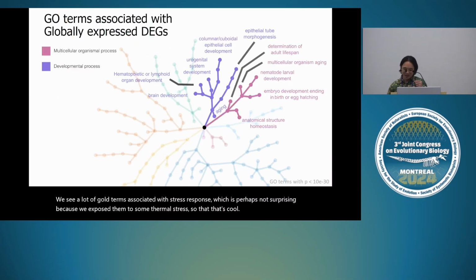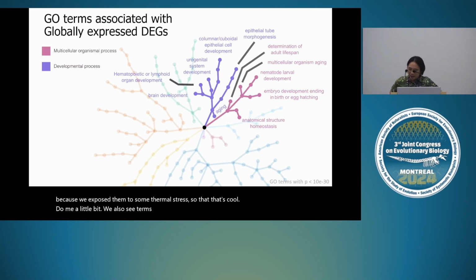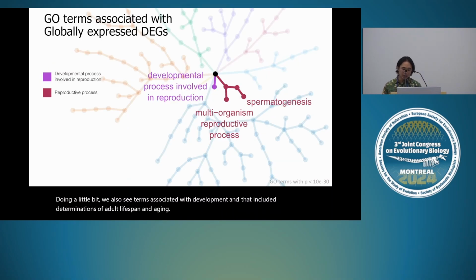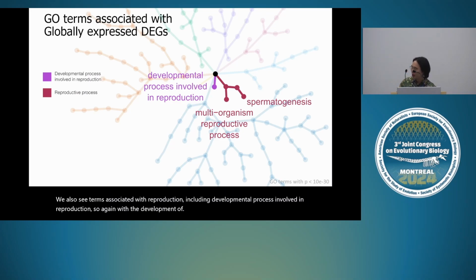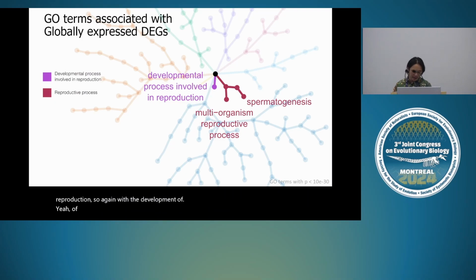Zooming in a little bit, we also see terms associated with development, and that included determination of adult lifespan and aging. We also see terms associated with reproduction, including developmental process involved in reproduction. So again, that fits with the development inside these egg capsules.